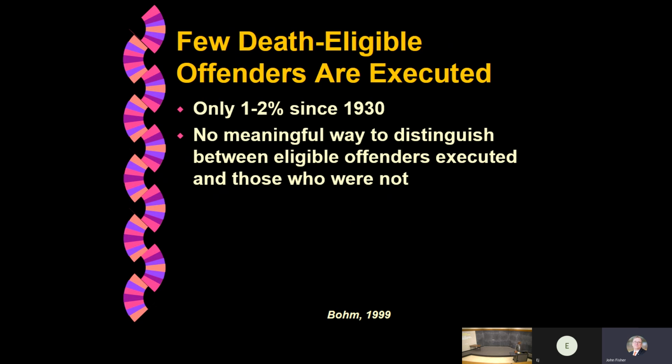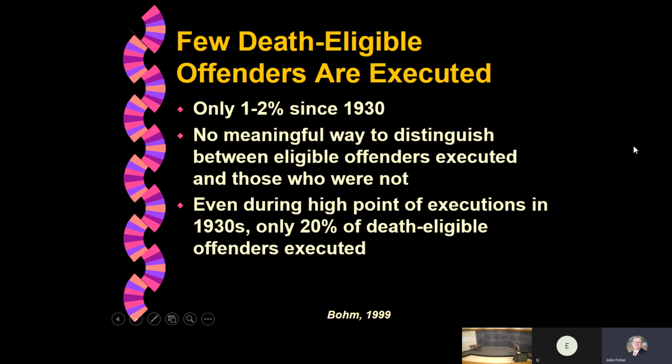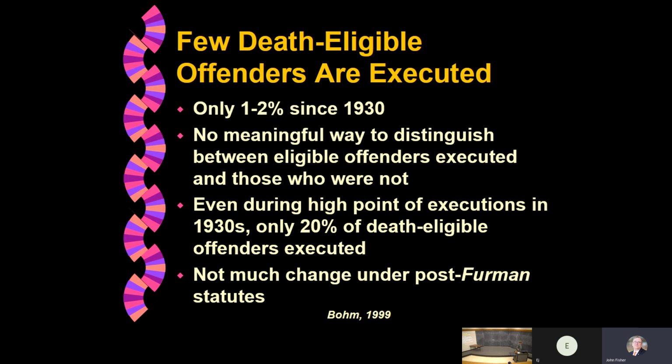If there is absolutely no links, even during the high point of executions in the 1930s, only 20% of the death eligible offenders were executed. And we saw, what was the greatest number of executions? Which year was that? 1930. Okay, not much changed since post-Furman. Even though things changed, even though Furman said that it's arbitrary, things still haven't changed at all.